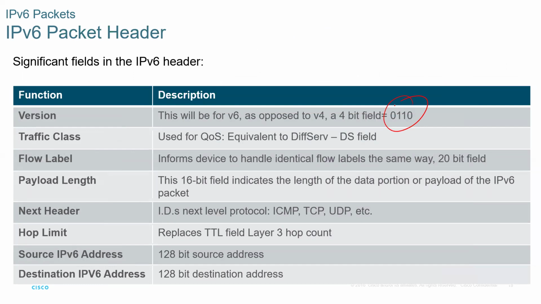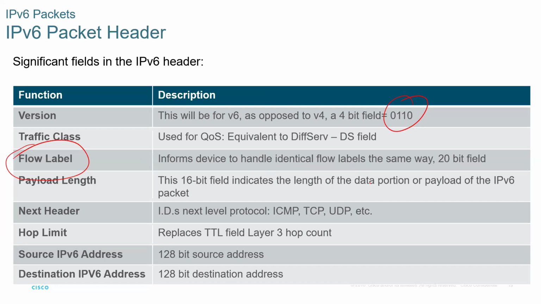We have the flow label. This is a new addition. It's not there in IPv4. Typical question: which fields are in IPv6 that are not in IPv4? Which fields are in IPv4 that are not in IPv6? Comparison. Those types of questions, they do come. So the answer: flow label. It's there in IPv6, but not there in version 4. It informs the device to handle identical flow labels the same way.